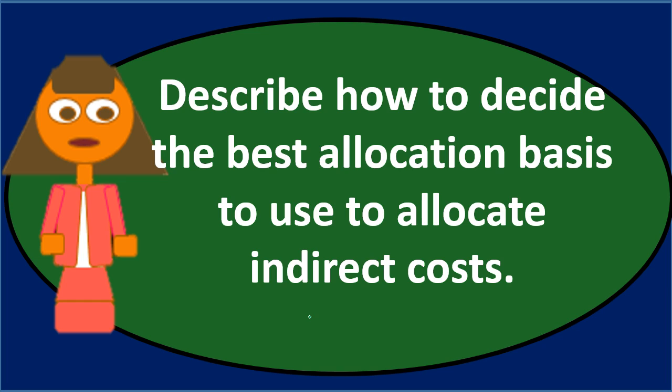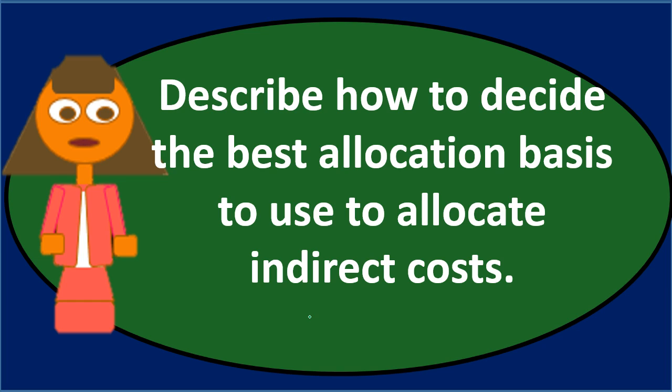So what we need to do then is find some type of allocation base that makes better sense than just dividing it out. Usually we'll use some type of allocation basis to do that, a ratio of some type of allocation basis. Now, we could do this fairly simply and have one allocation basis that we use to allocate a lot of different costs, or we could take all the indirect costs individually and break them out and find the best allocation base to allocate out the cost.